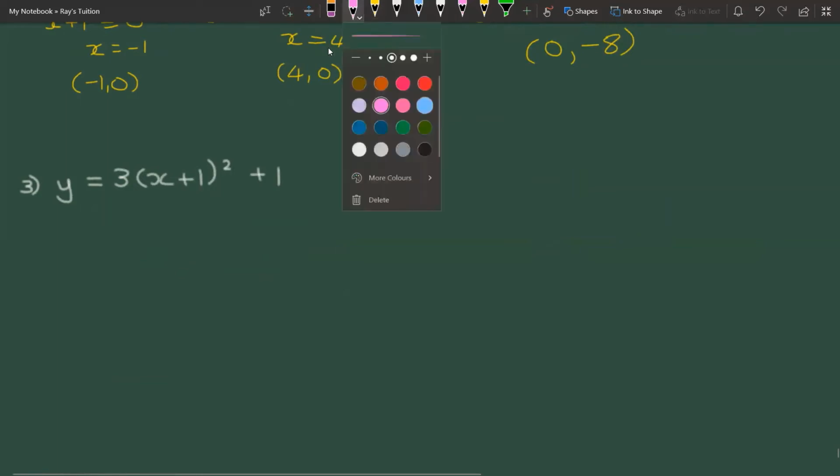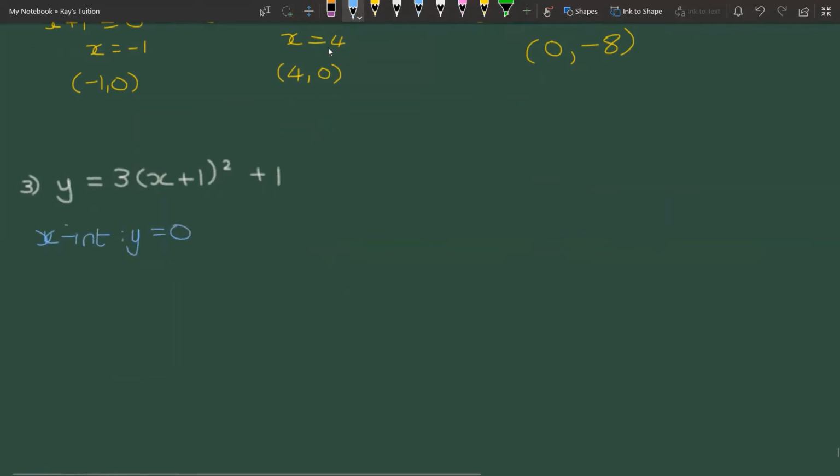So this one here, we're going to get first the x-intercept. And how do we get the x-intercept? We make y equals 0. So we have 0 is equal to 3 times x plus 1 squared plus 1. So what I'm going to do is solve using our steps for the completed square. So the first thing is I'm going to take the 1 over, and it is going to become negative 1.